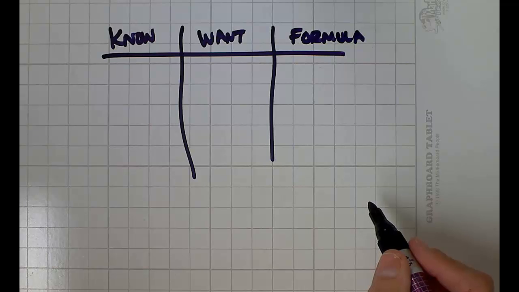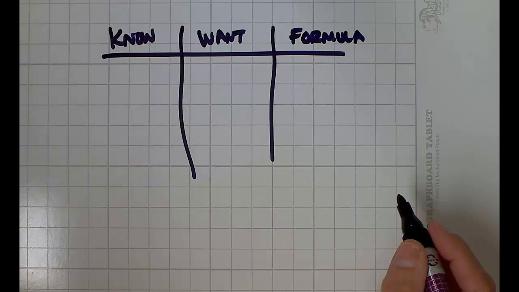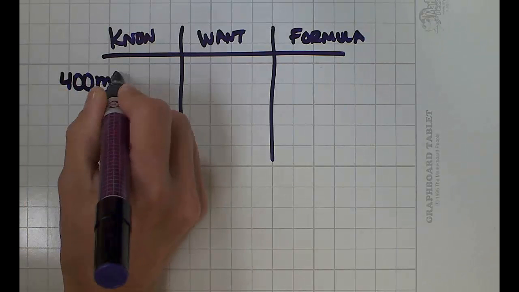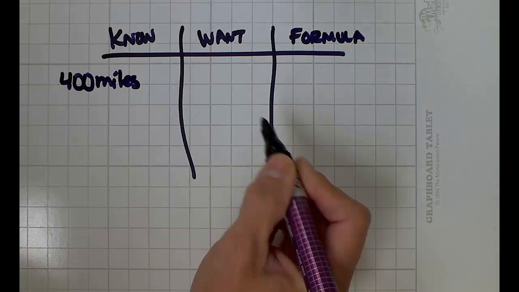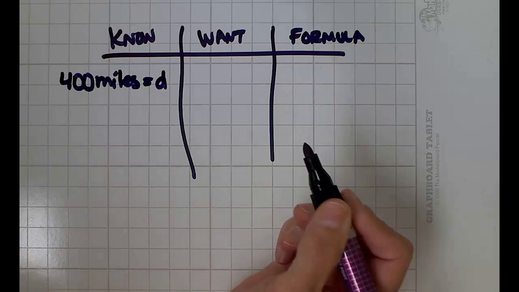Here's a word problem. Mr. Foot and I want to go to Disneyland, and Disneyland is 400 miles away. So I know 400 miles. Now, I have to identify what 400 miles is. And I know that 400 miles is a distance, so I'm going to say D equals 400 miles.